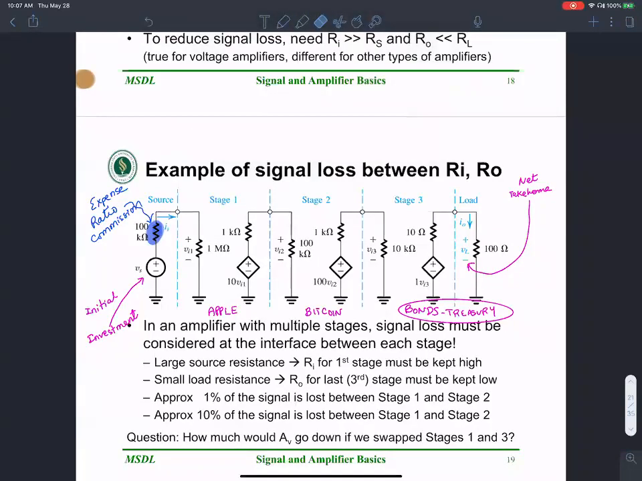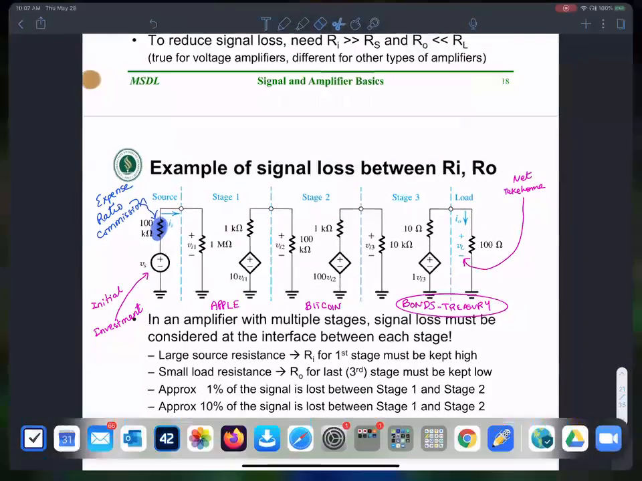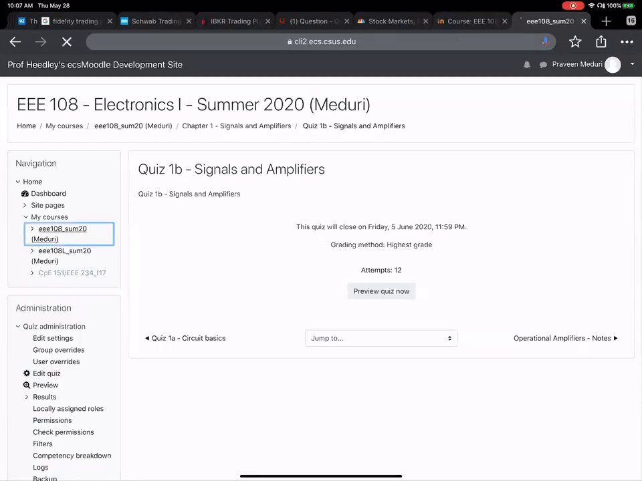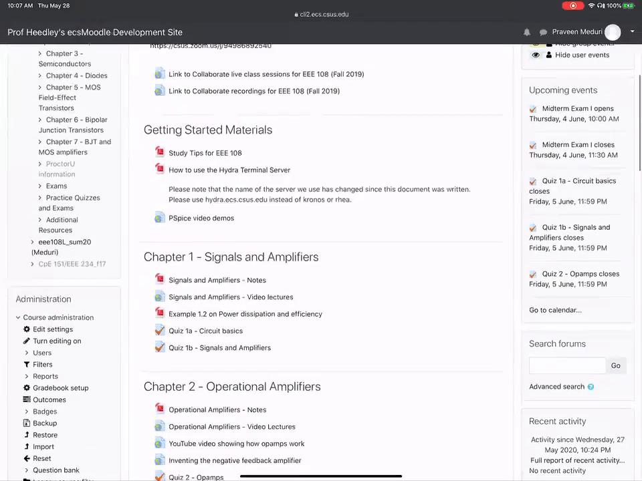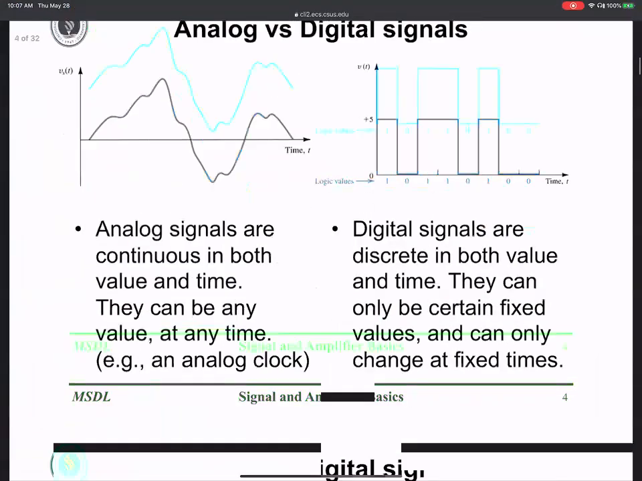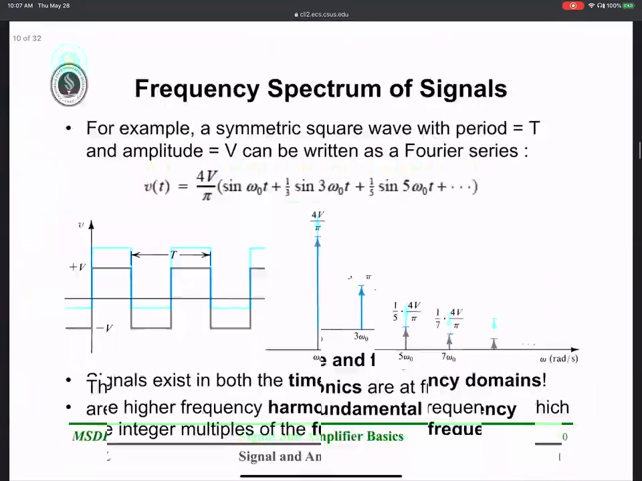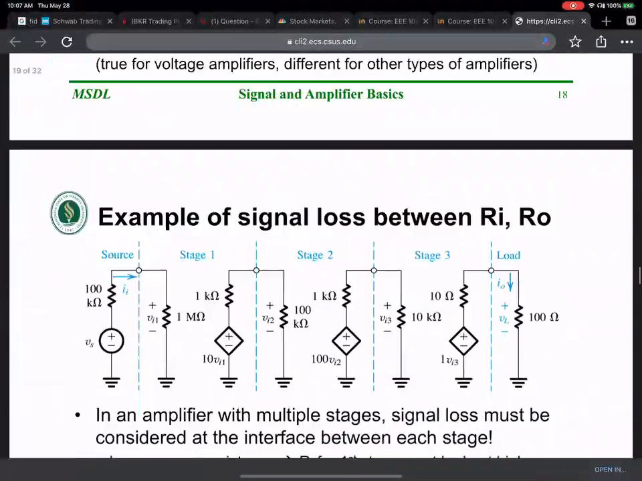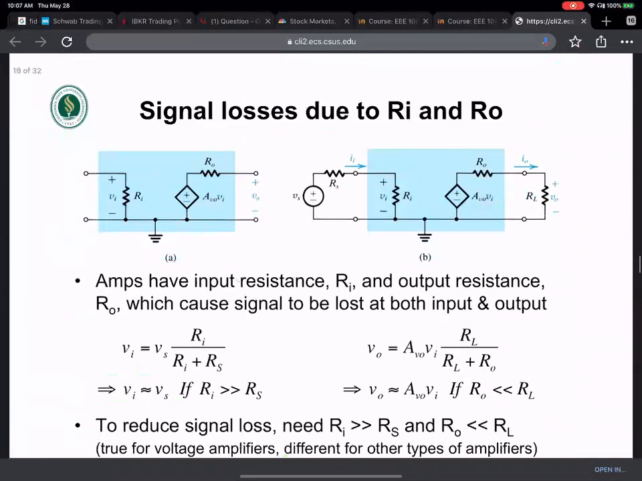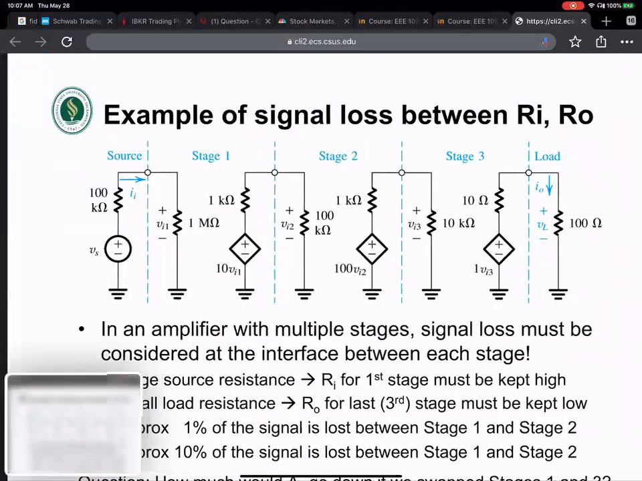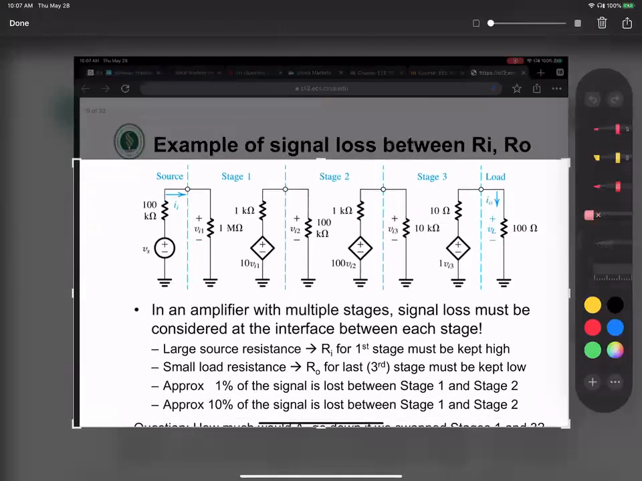okay? And in order to do that, let me go here. I'll go to class, Signals and amplifiers notes. Okay, so we'll continue from where we left off here. So this is a clean version of the notes. Okay, and we're going to look at this example, signal loss example. Okay, because of R source and R input. Okay, let me take a screenshot of that.